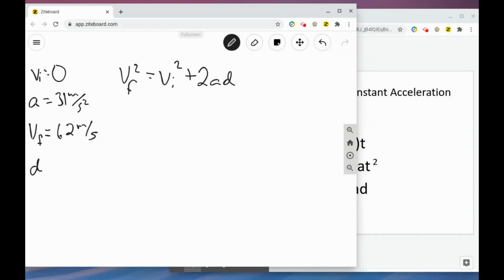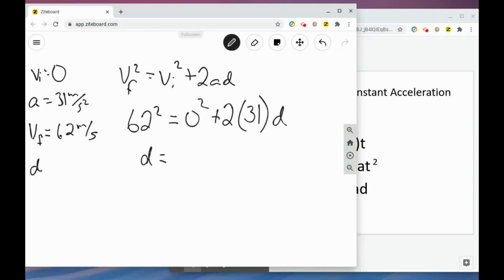So now it's a matter of plugging in our variables and solving. So we've got 62 squared equals 0 squared plus 2 times 31 times D, which is what we're looking for. So when we solve this equation, D ends up being 62, and making sure that all of our units are constant. So we've got meters and we've got seconds. So meters will be our unit for the displacement here.